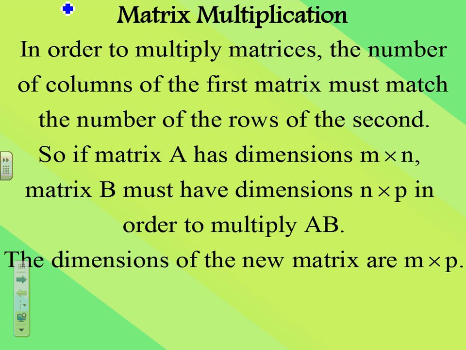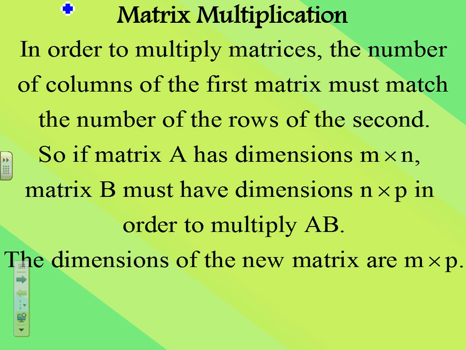So here what you're seeing, in order to multiply matrices, the number of rows of one matrix and the number of columns of another matrix have to match. Okay, so what it's telling you here, M and N are just representing the number of rows and columns of one, and N and P are representing the number of rows and columns of a second matrix.